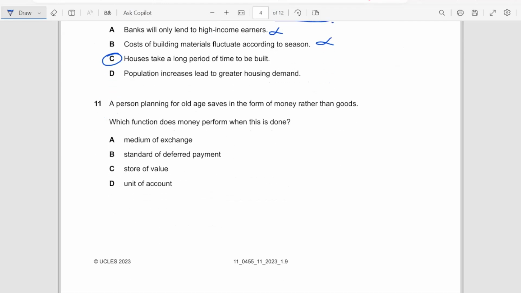Next. A person planning for old age saves in the form of money rather than goods. Which function does money perform when this is done? Well, saving, right? A person of old age saves in the form of money rather than goods. Well, when we're saving, we're looking for money to function as a store of value. All right.